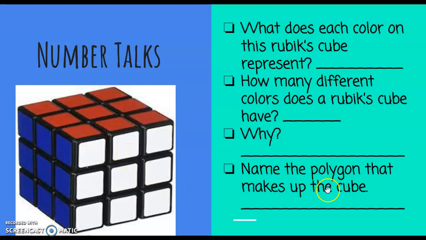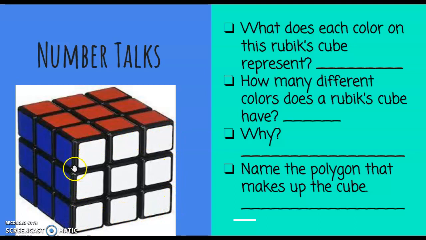Name the polygon that makes up the cube. Do you guys remember what polygons are? All right. So what polygon makes up this cube? Did you say a triangle? No, that's not correct. Did you say a square? Ding, ding, ding. That's absolutely correct. Each face has a square right here.